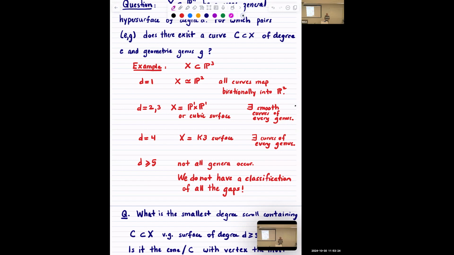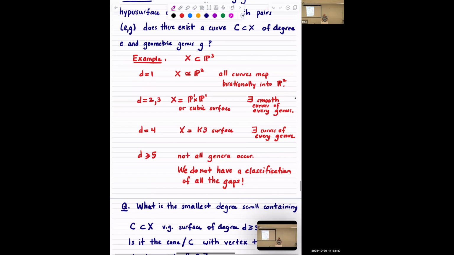It's kind of cute. But I should stress that there exist curves of every genus here, but not every curve of that genus occurs on these things. So in fact, if that happens, then the surface has to be rational. If you can birationally map every curve into a surface, then the surface has to be rational.